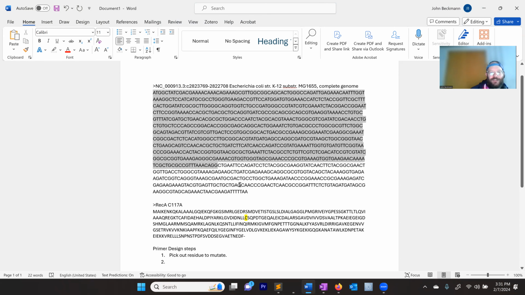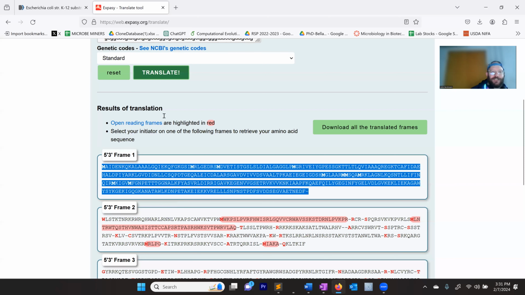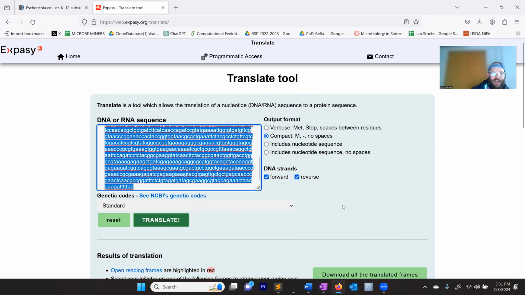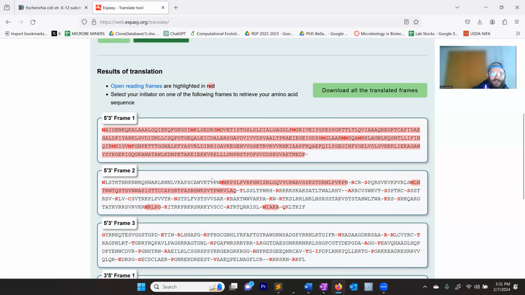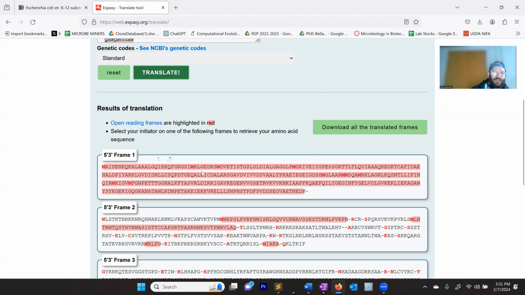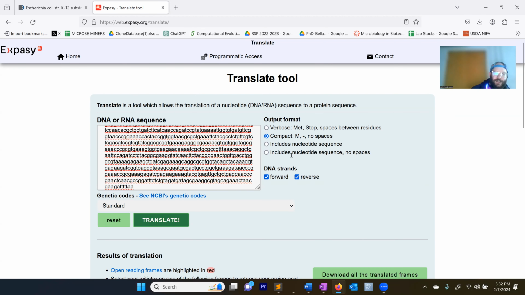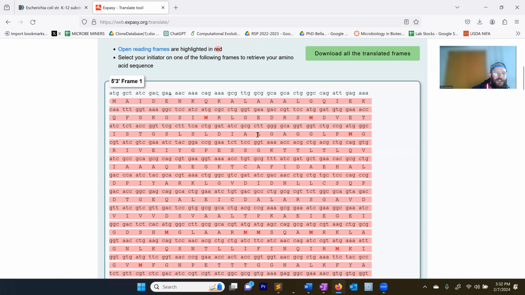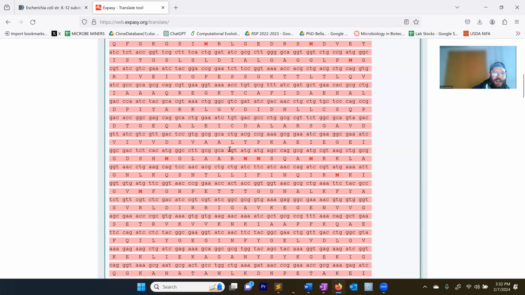You can take the coding sequence, and there is this program called Expasy Translate. This is just an online digital translation tool. You pop in your sequence, and you can hit translate, and it'll give you translations. There are different options. Compact is usually if you just want to look at the protein sequence. But there's another option you can click, which is includes nucleotide sequence, which is nice. If we hit that button, now we get the translation of RecA with the actual codons.